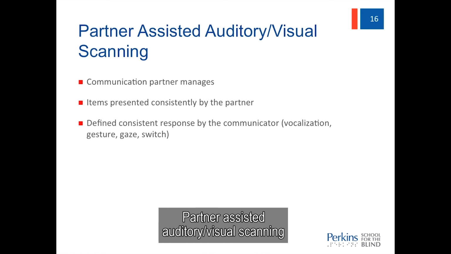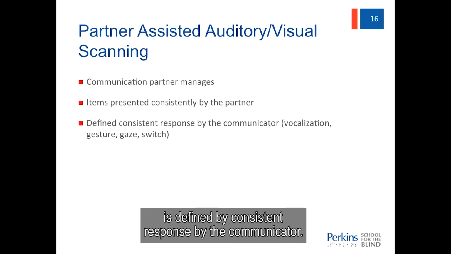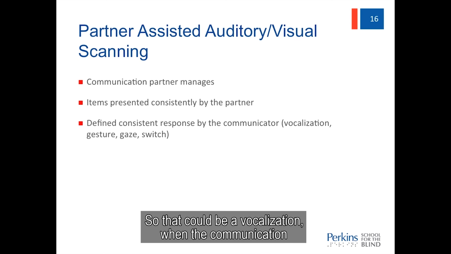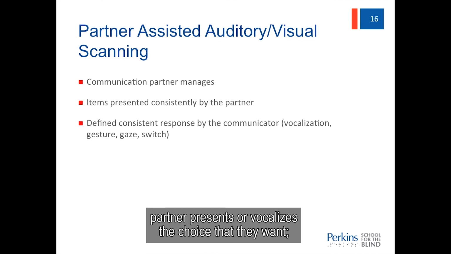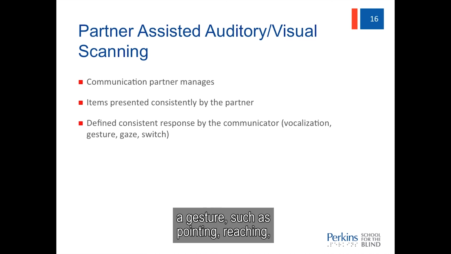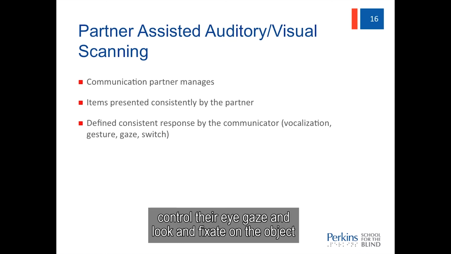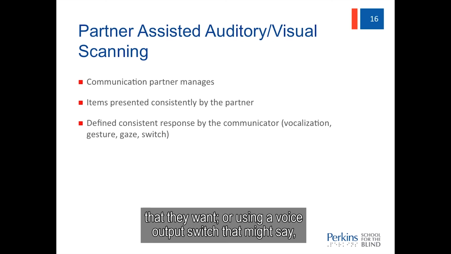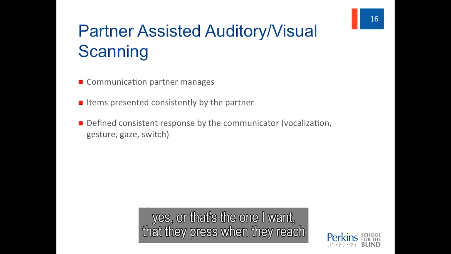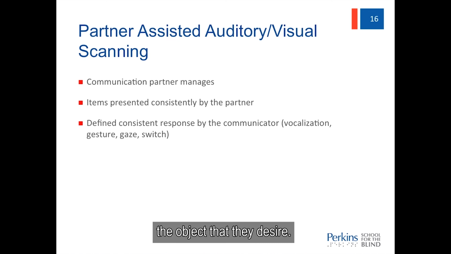Partner-assisted auditory and visual scanning is defined by consistent response by the communicator. So that could be a vocalization when the communication partner presents or vocalizes the choice that they want, a gesture, such as pointing, reaching, or even a head motion towards it. Gaze, for students with limited mobility, gaze is a great way if they can control their eye gaze and look and fixate on the object that they want, or using a voice output switch that might say yes or that's the one I want, that they press when they reach the object that they desire.